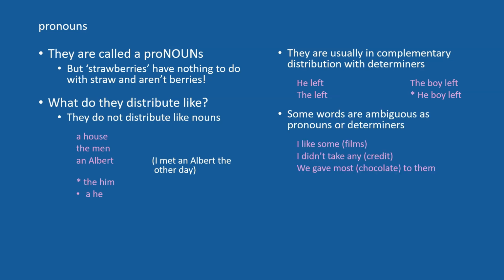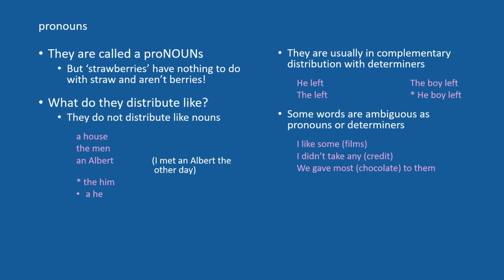Other indications that that's true is that there's quite a few words that seem to be ambiguous between pronouns and determiners. They have a determiner use and they also have a pronoun use. So there's a clear connection between those two categories. You can say something like, I like some films, where some preceding the noun seems to be a determiner. But you could also say, I like some, where it seems to be behaving like a pronoun. I didn't take any credit. Any seems to be a determiner. Or I didn't take any, where it seems to be a pronoun. We gave most chocolate to them, or we gave most to them. So most can either be determiner or pronoun. So there's a clear connection between these two categories.